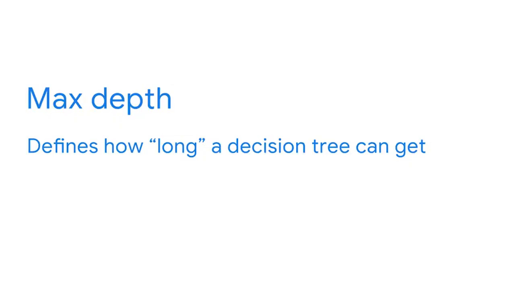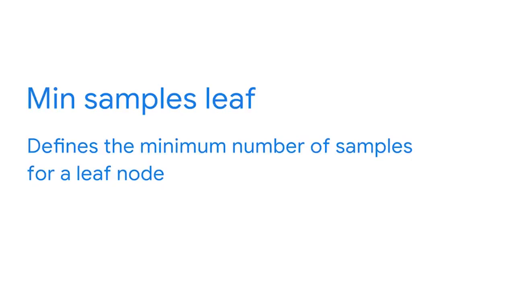You've learned about 2 that apply to tree-based models, max depth and min samples leaf. As a reminder, max depth defines how long a decision tree can get, and min samples leaf defines the minimum number of samples for a leaf node. These are the hyperparameters that will be tuned on a single decision tree. When originally exploring hyperparameter tuning, we also considered the steps for finding the optimal values for hyperparameters.